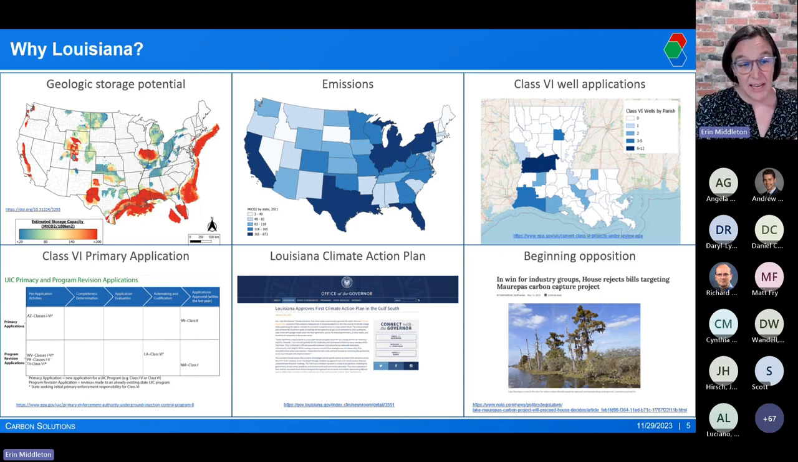In addition to all of these things, and perhaps because of all of these things, things are happening in Louisiana. There's some beginning opposition. There have been bills and groups that have said, please don't put this here. Other people are saying, please put this here. And one of the things that GPI wanted to do was have a place to actually speak to folks about what they're thinking and how siting tools can help. Louisiana is a great place to look at this for all of these reasons that are outlined here.